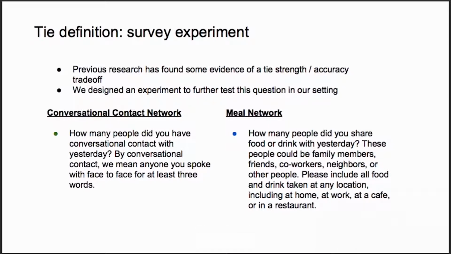Yeah, so we try to provide some understanding of this with the wording. The wording here came from an in-person interview that was done in a previous study that we adapted to the data for here. But just to read all of it, we say these people could be family members, friends, coworkers, neighbors, or other people, food or drink at any location, including home, at work, a cafe, or a restaurant. Not clear to me. Okay, well, then if you think that's really unclear, that would predict that we would get noisy responses from the meal network.